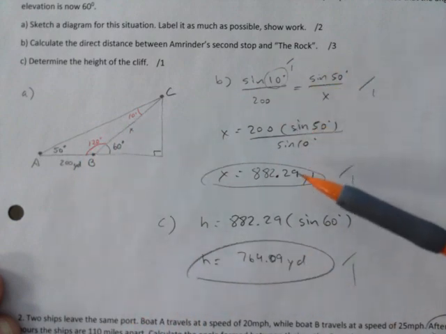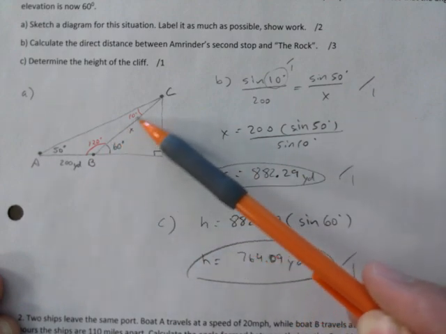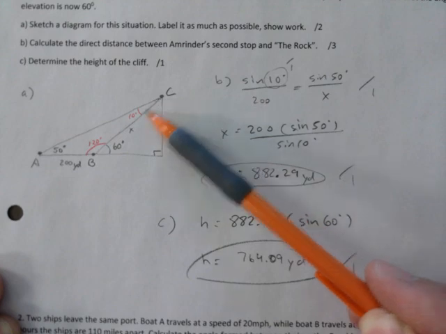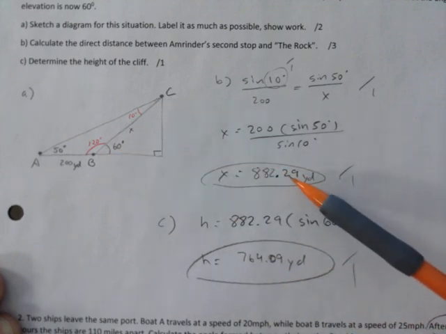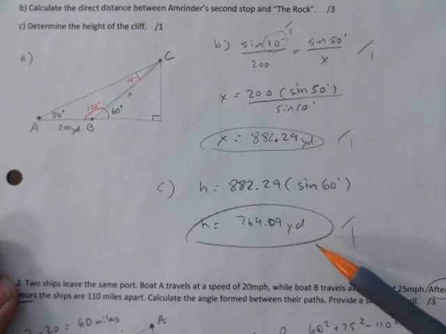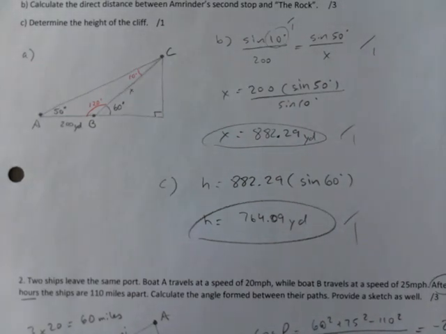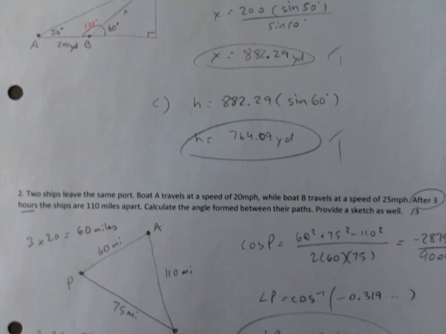So you figure out, this is a one-step question, right? You just figure out the direct distance from the second spot, which should be 882.29. Now you have that side, you multiply by sine of 60 to get your height. Okay, so go check mark or X at least. You don't have to go too much in detail.